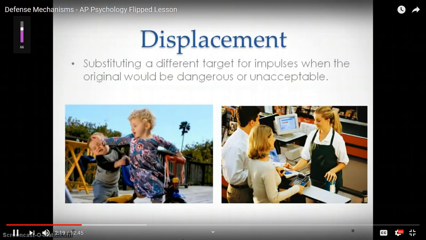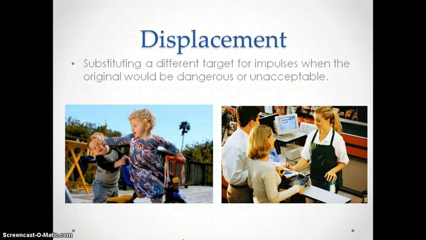Another defense mechanism that you probably have used before or seen before is displacement. If any of you work retail, I can almost guarantee that you have been the unfortunate recipient of displacement, which is where you substitute a different target for impulses when the original would be dangerous or unacceptable. So here's a scenario. You have someone that is at work and maybe they've gotten bad news from their boss. Maybe they're overworked. Maybe it's just not the place that they want to be. They're not fulfilled in their job. And then they go visit you at your store.